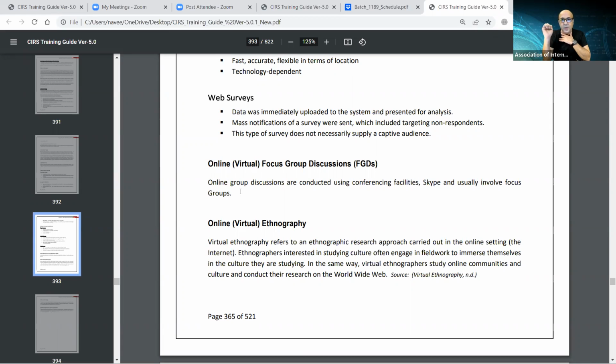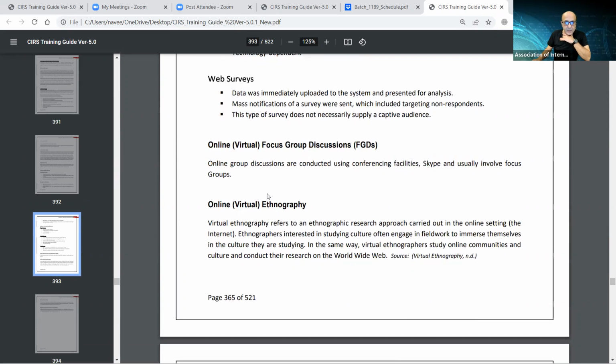But in a virtual focus group, or a focus group, we have one scenario, one situation, one interest, and a focus on a certain topic, which has to be brought to some sort of a conclusion. In interviews, conclusion is not necessary.